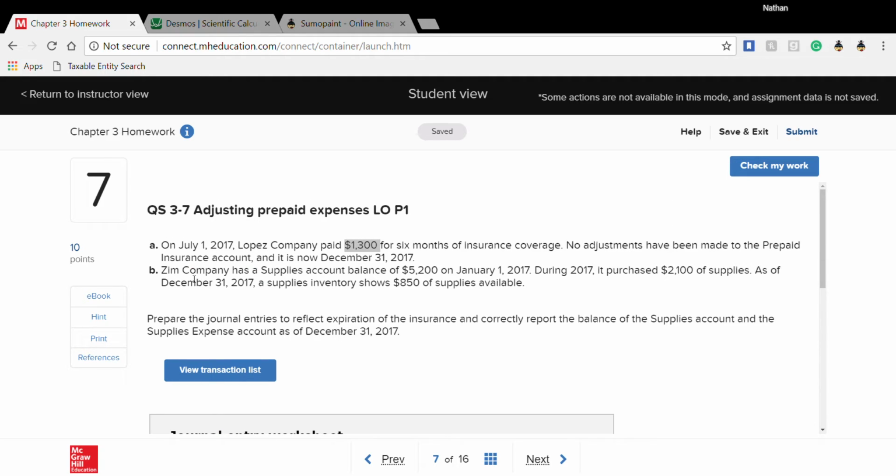So, part B, Zim Company has a supplies account balance of $5,200 on January 1st of 2017. During 2017, it purchased $2,100 of supplies. As of December 31st, 2017, a supplies inventory shows that there is $850 of supplies available.